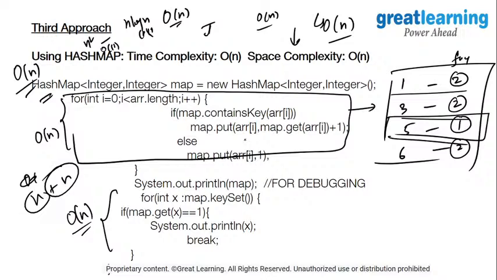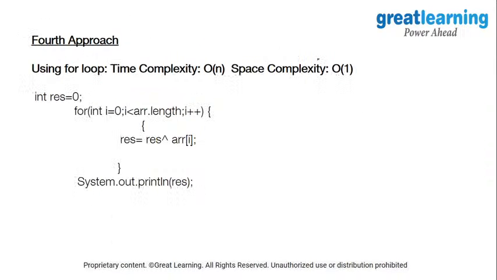Now after that, can you reduce it any further? Can you somehow skip this space complexity? Yes, you can, using an XOR operation. So in this case, the time complexity will be order of n, but the space will be constant.